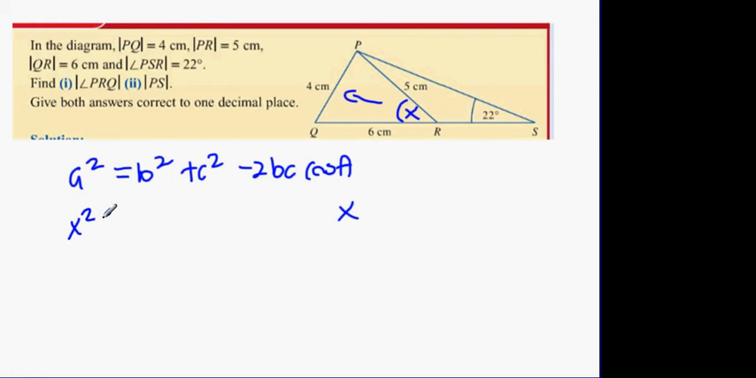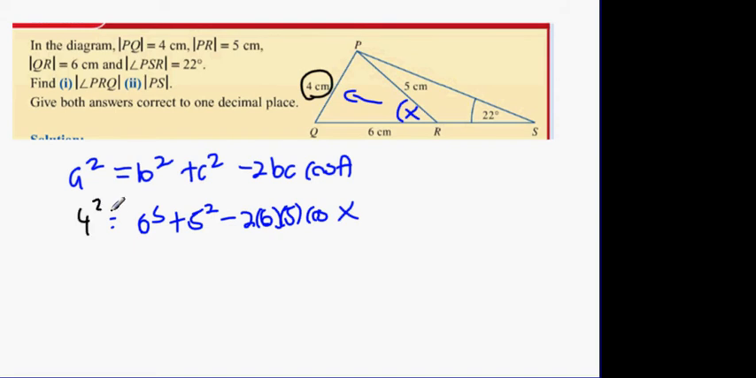So it's going to be X squared equals 6 squared plus 5 squared minus 2 times 6 times 5 cos X. Now, sorry guys, a is actually 4 because we actually know that's number 4 squared. Now, 16 equals 36 plus 25, which is 61, minus 60 cos X.